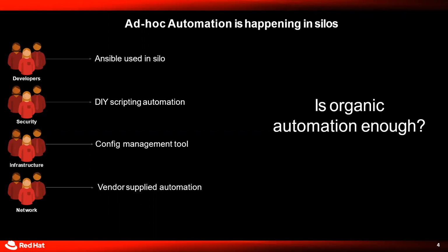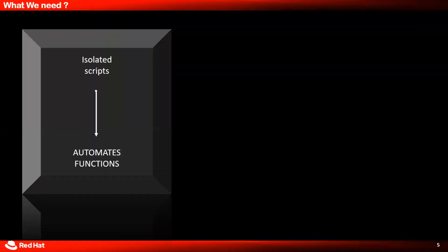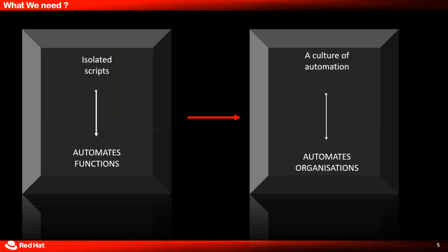Okay, so this has to be changed, and from this kind of environment, we have to move to a better environment. The current organizations use isolated scripts. When I say isolated scripts, every team will have their own scripts to automate a function, but this will not automate the organization. So from this kind of automating functions, we have to move to a culture of automation where the automation automates the organization rather than the functions.